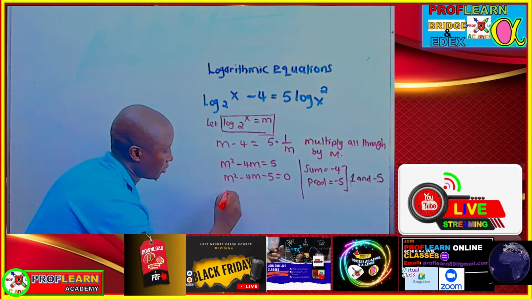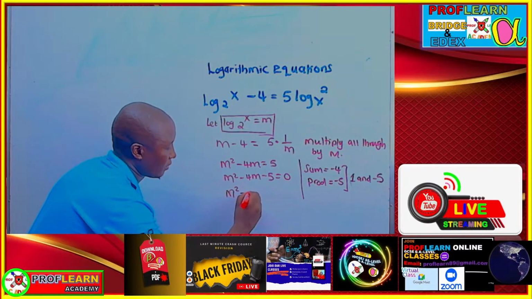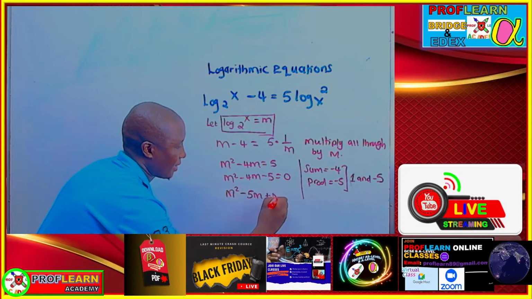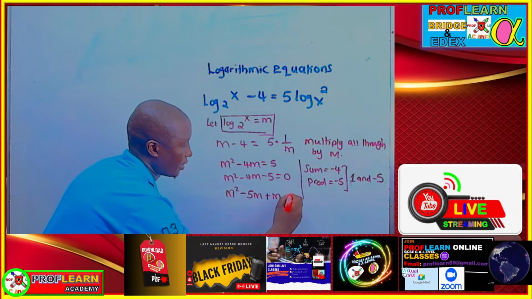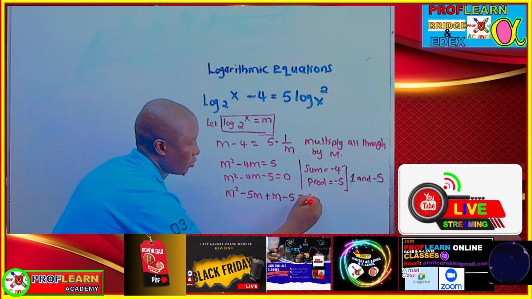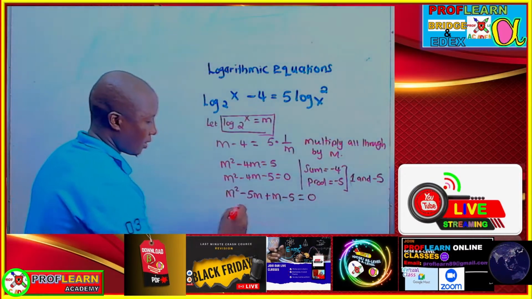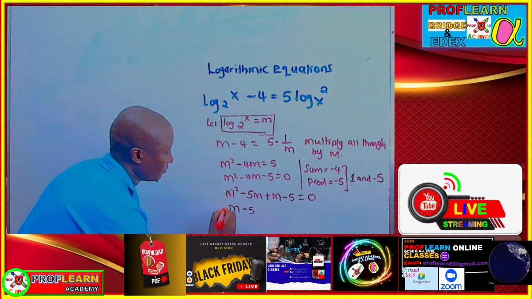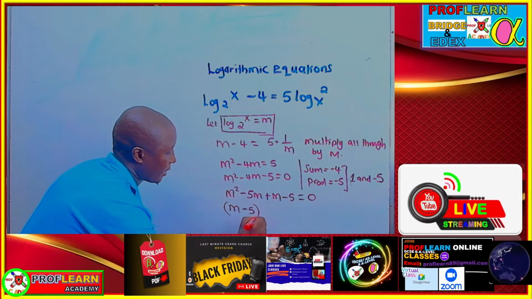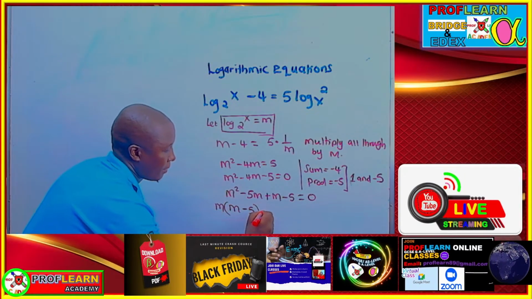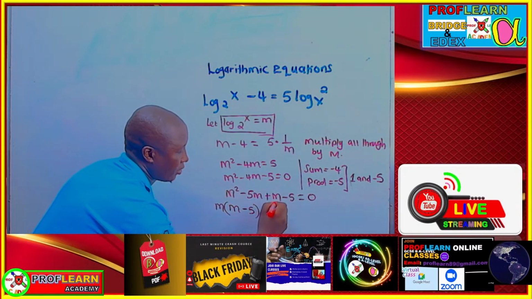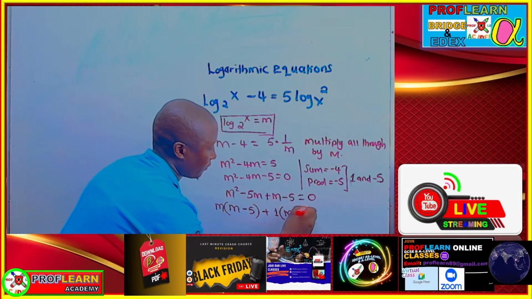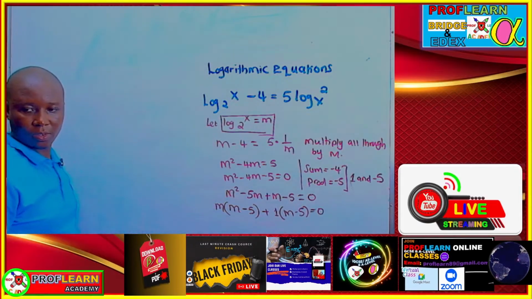So this expression can be written as m squared minus 5m plus m minus 5 is equal to 0 at that point. So therefore we can factor m out, plus 1 factored out for these two. We are going to have m minus 5 is equal to 0 at that level.